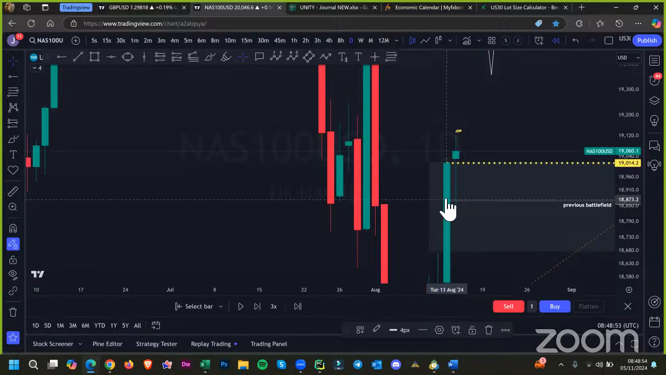And on a smaller time frame, we're looking for an entry, or we're looking for some sort of confirmation to say, yeah, maybe we should get in now. But the market's sitting on a previous battlefield, which is a New York session high. And if we drop our time frame down, let me see. Let's try and do it live.